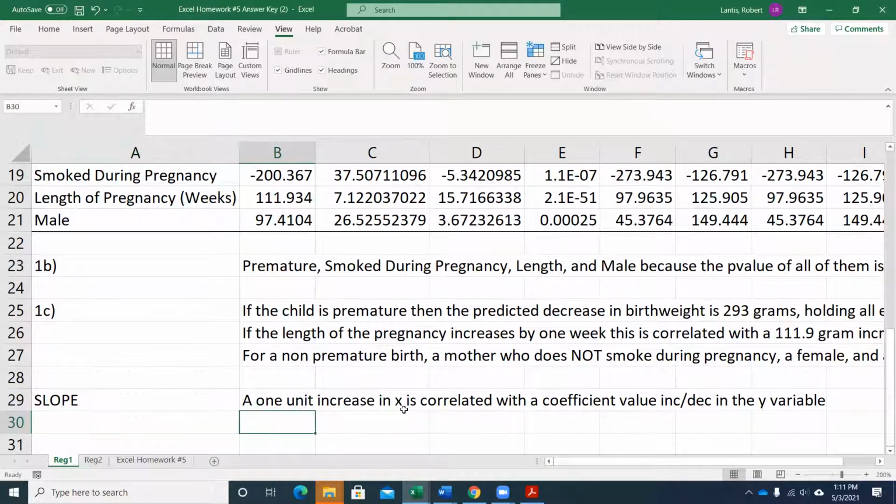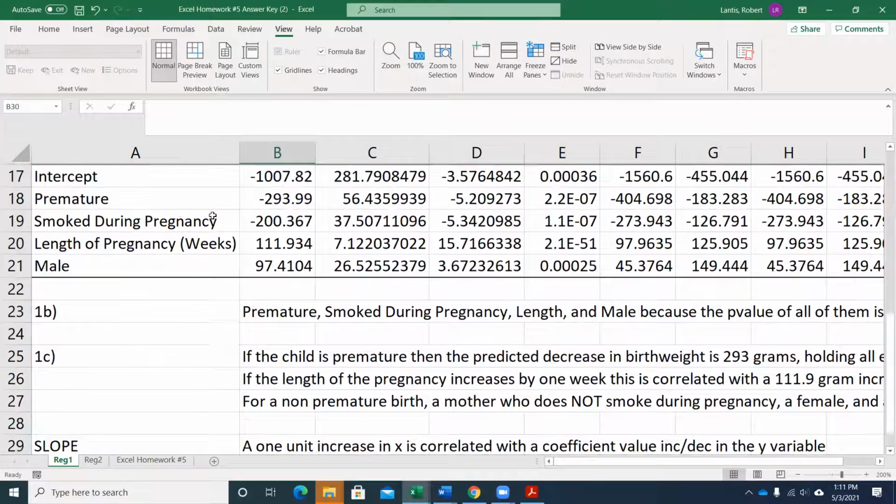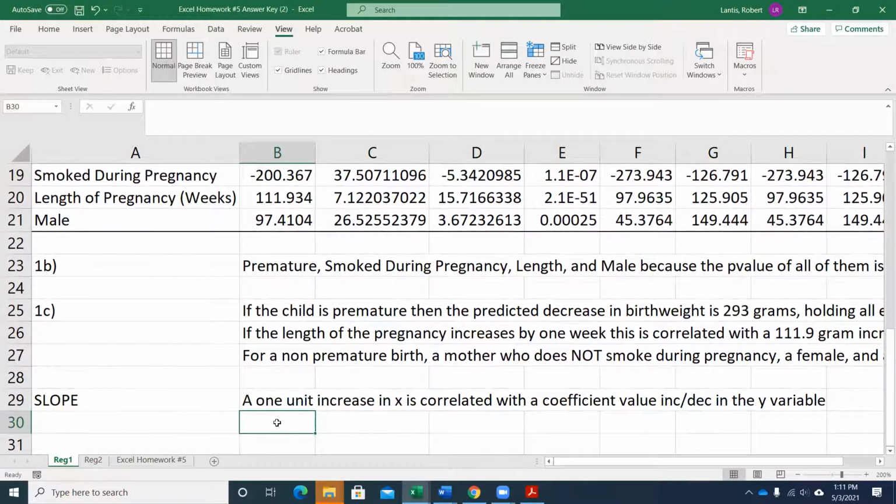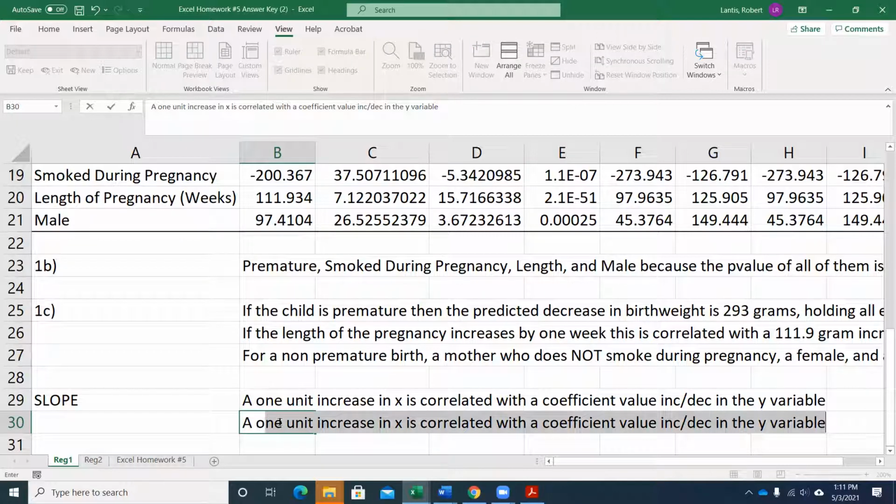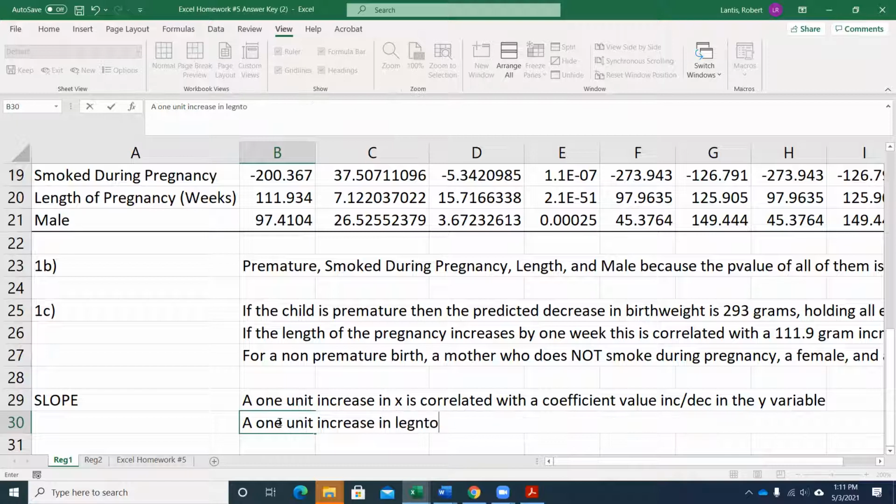It sounds a little bit weird because I could put beta here, but it's really going to be whatever that value is. So if I'm looking at the length of the pregnancy variable, I would not say, and this is a common mistake, I would not say a 1-unit increase in length of pregnancy.